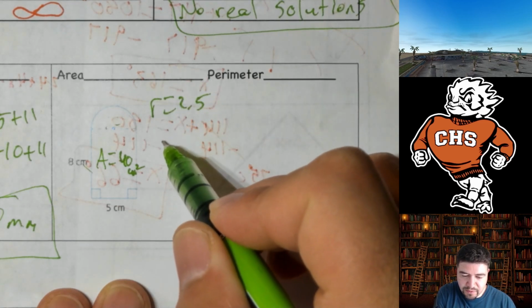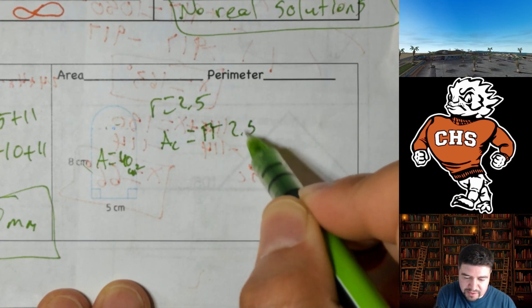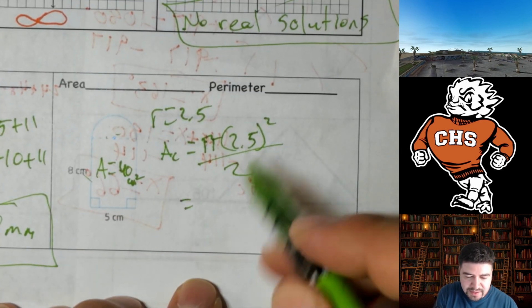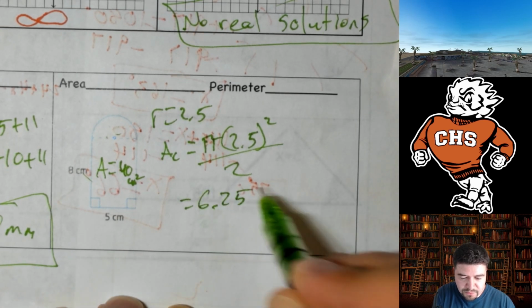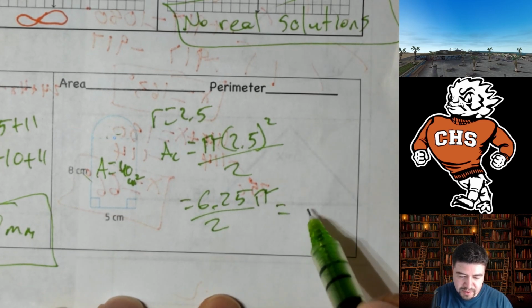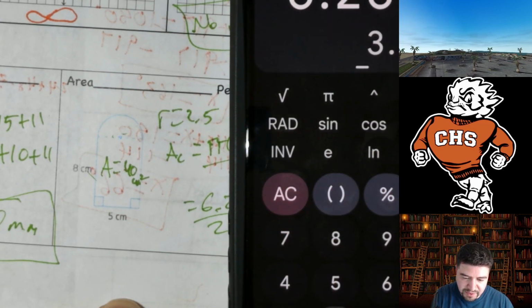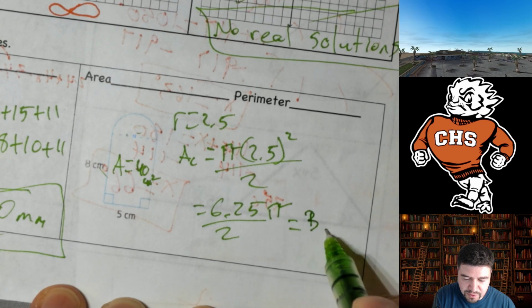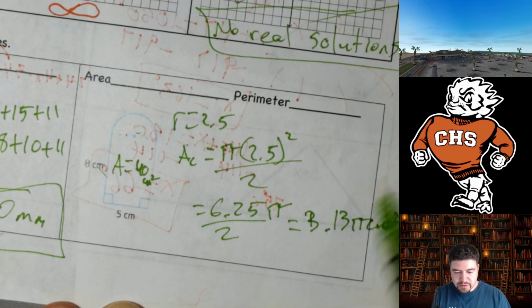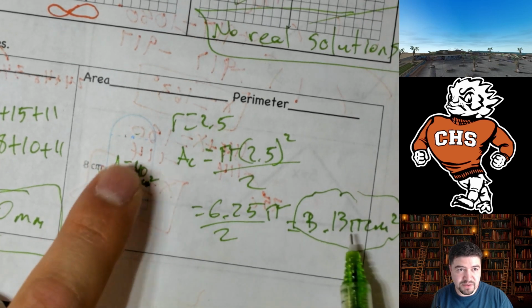2.5, okay, let me write that. So area of a circle is pi times the radius squared, and then we have to divide that by 2. So that's going to be 2.5 squared is 6.25 pi divided by 2. So the area of our circle becomes, handy dandy calculator, 6.25 divided by 2 is 3.125. I'm going to round that up to 3.13 pi centimeters squared. So that's our area of the little half circle. That means the combined area is going to be these two values added together.